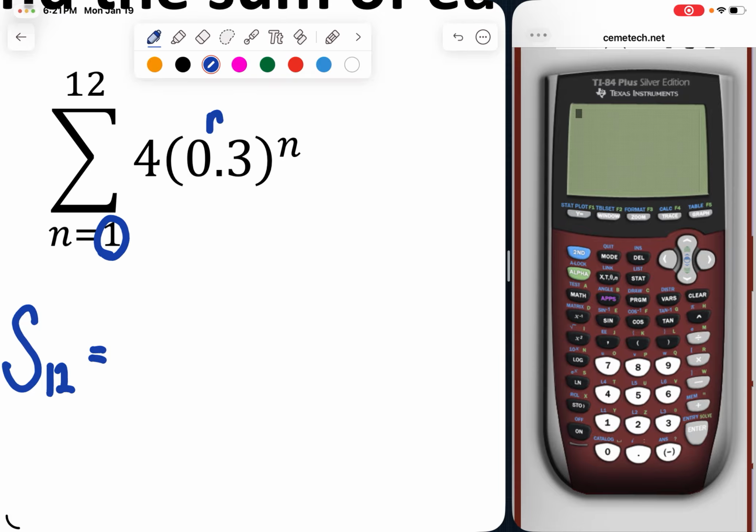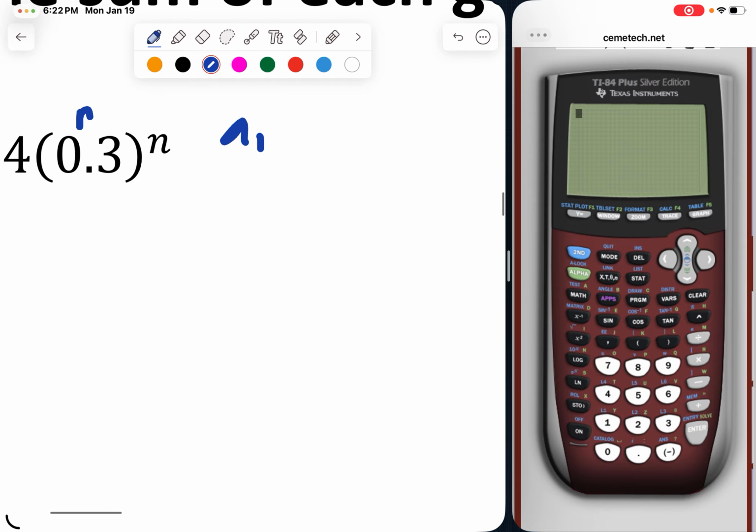Now, my first term is a sub 1, so I need a sub 1. If this was n minus 1, then a sub 1 would be 4, but it's not, so I have to plug in 1 to see what I get. When I plug in 1, I get 4 times 0.3 to the first power. So I can use my calculator to do this. I can use mental math. It's up to me.